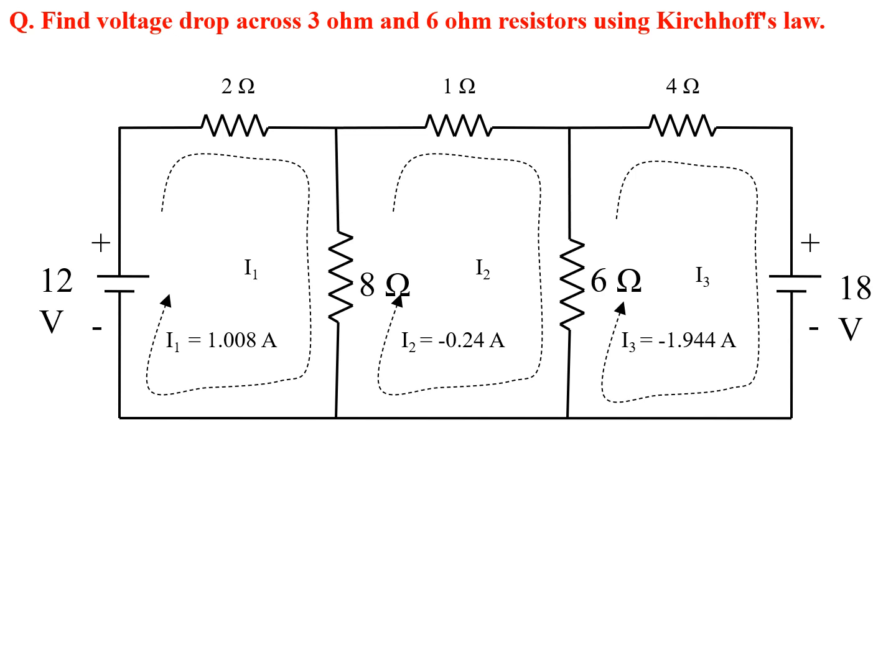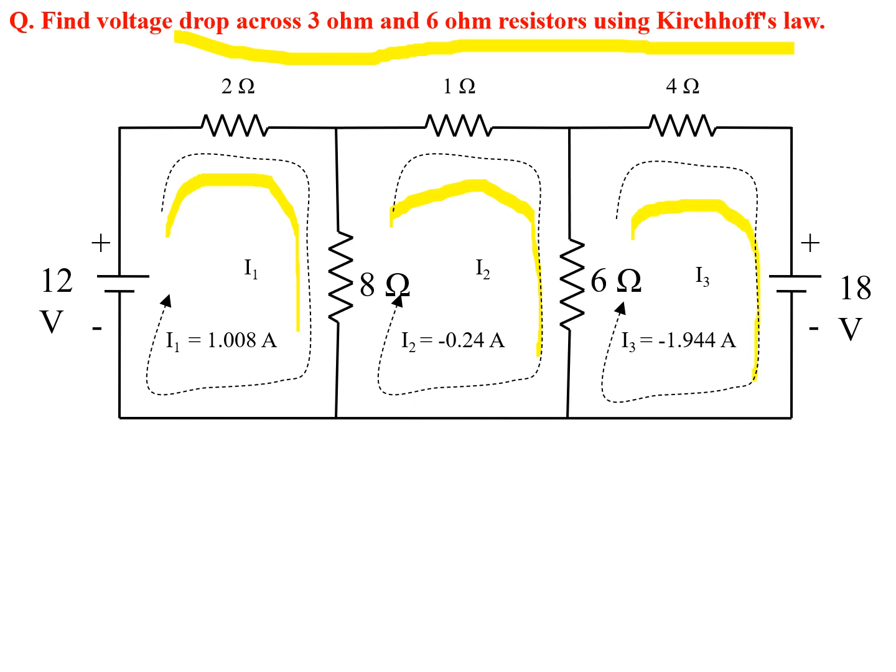Find the voltage drop across the 3 and 6 ohm resistances using Kirchhoff's law. Now here we can see that I have considered three loops. This is the first loop, this is the second loop, and this is the third loop. All are having resistances, and I have considered the values of current I1, I2, and I3 also.